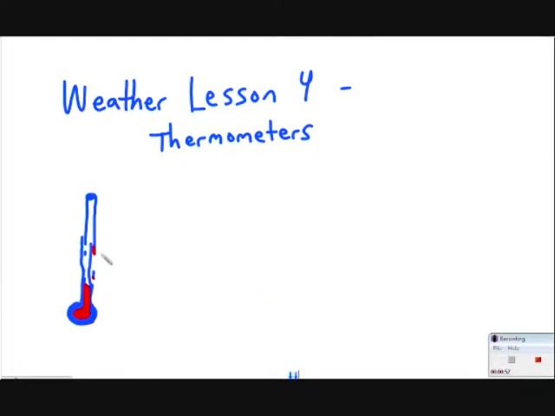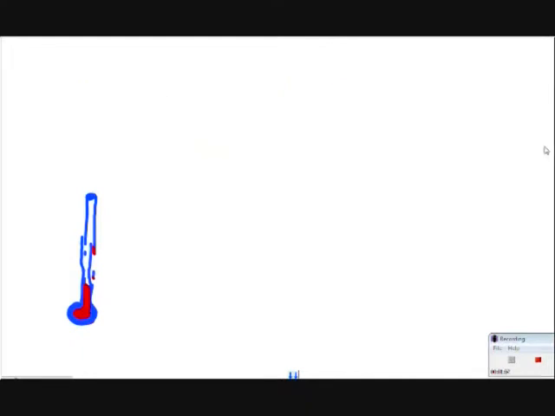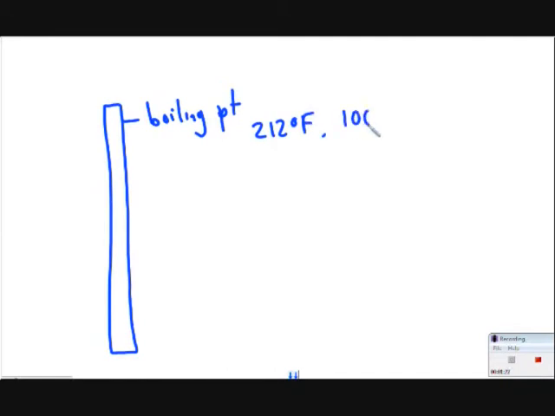Alright, so now we can take a look at our temperature scales here. We talked about the melting point and the boiling point of water. So if you take a look at a thermometer and we label the boiling point, it's a very high temperature of water. We learned that the boiling point of water is 212 Fahrenheit or 100 Celsius.